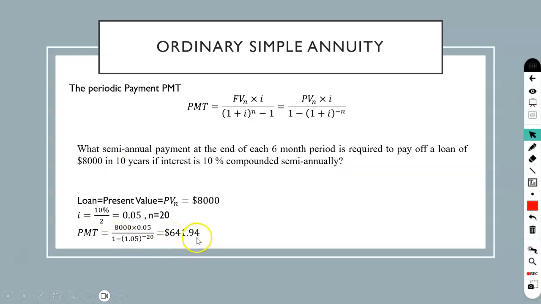$641.94. Now we'll see how to calculate using the financial calculator.